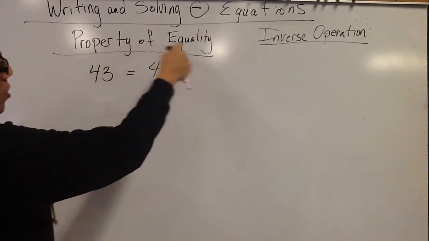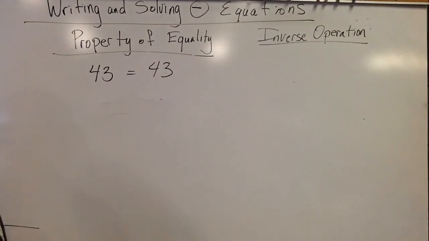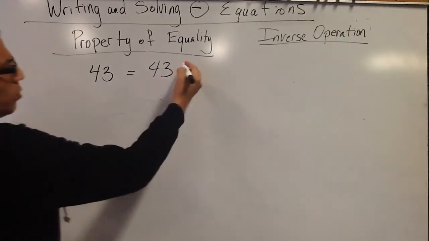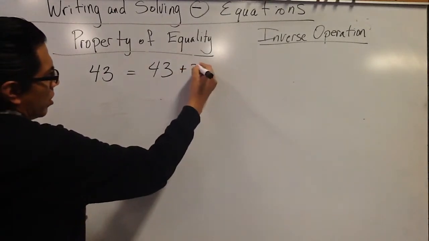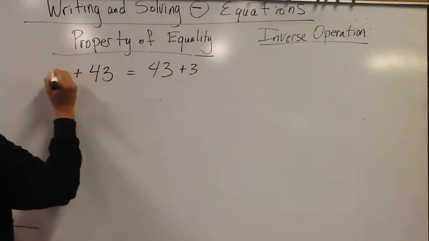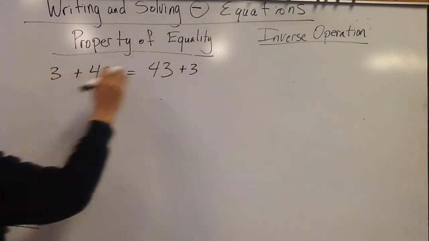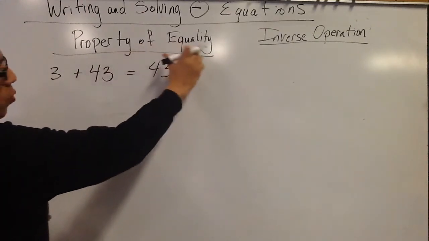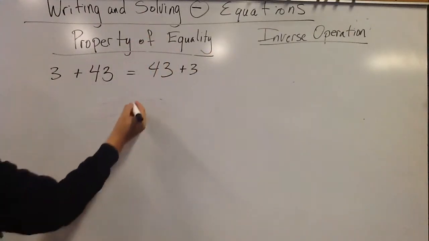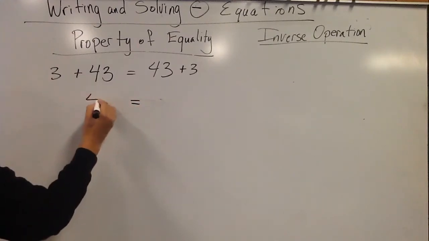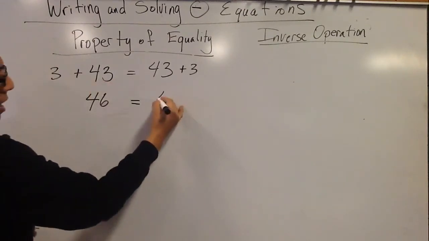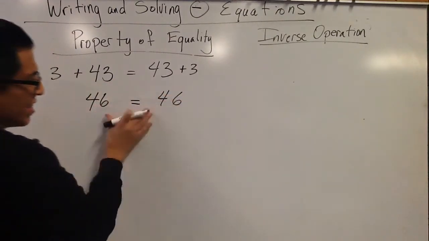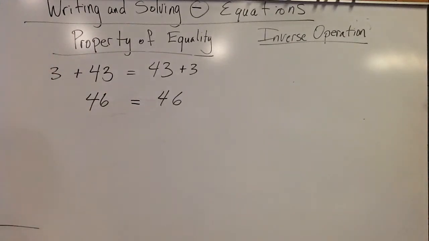And the property of equality is telling us that whatever I do to one side, so I'm going to add 3 here, and I'm going to add 3 to this side. And because I do it to both sides of my equation, the property of equality says it remains true. So watch. If I actually add those, that's true. It is still a true statement. I can even subtract from both sides.